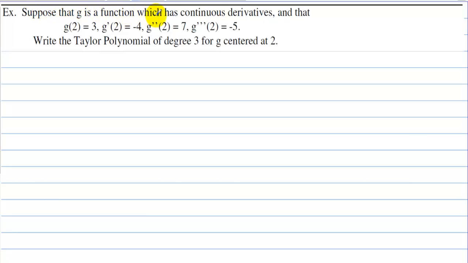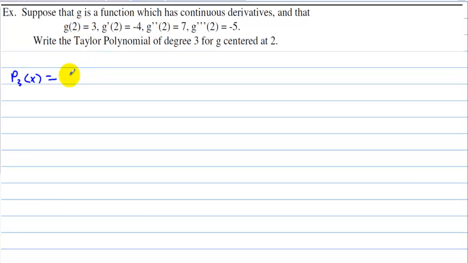Suppose that g is a function which has continuous derivatives, and that g of 2 is 3, g prime of 2 is negative 4, the second derivative is 7, and the third derivative is negative 5. Write the Taylor polynomial of degree 3 for g centered at 2. So we need the Taylor polynomial. This is going to be a third degree Taylor polynomial.